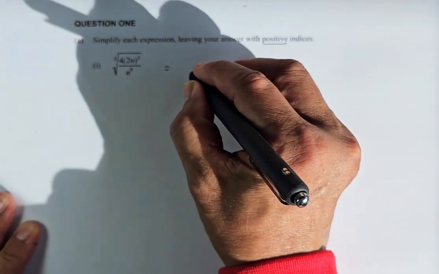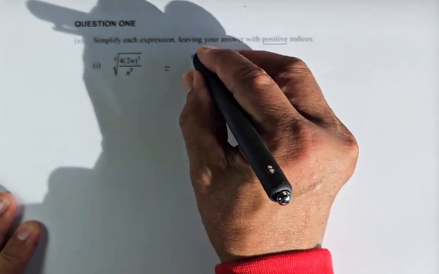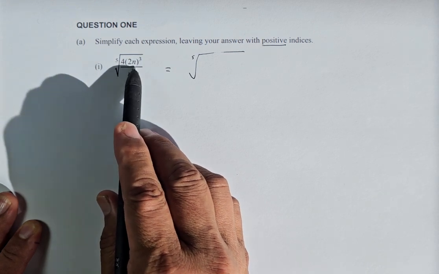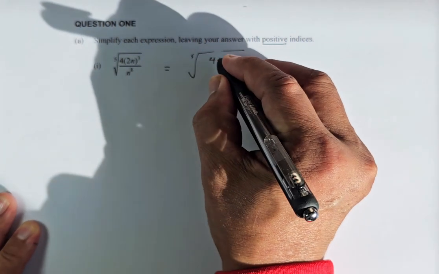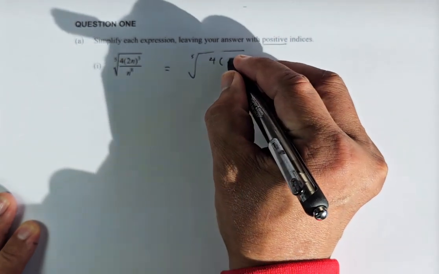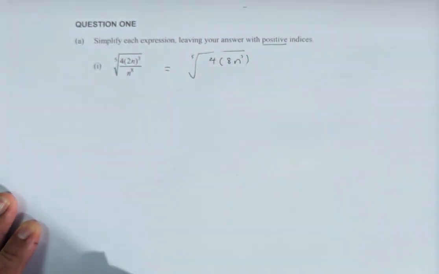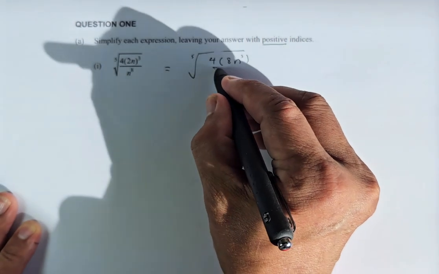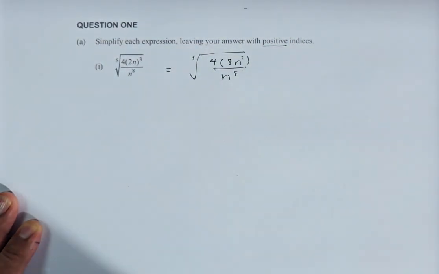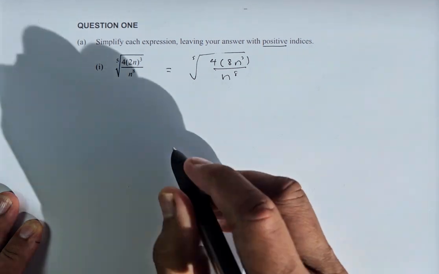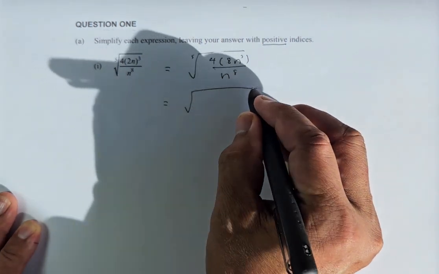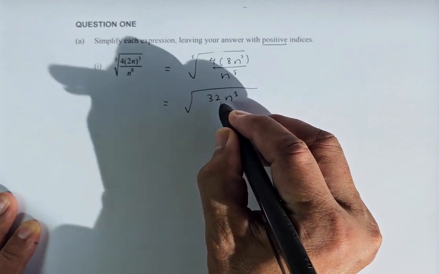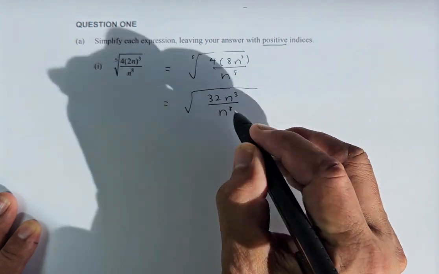So we're going to do the same. The fifth root should remain, and then we're going to expand. (2n)^3 is 2n times 2n times 2n. So we simplify that as 4 times 8n cubed, because 2n times 2n times 2n is going to be 8n cubed, and then we divide by n^8. Once we have done that, we're going to simplify. To simplify them, we multiply: 4 times 8 is going to be 32n cubed over n^8.